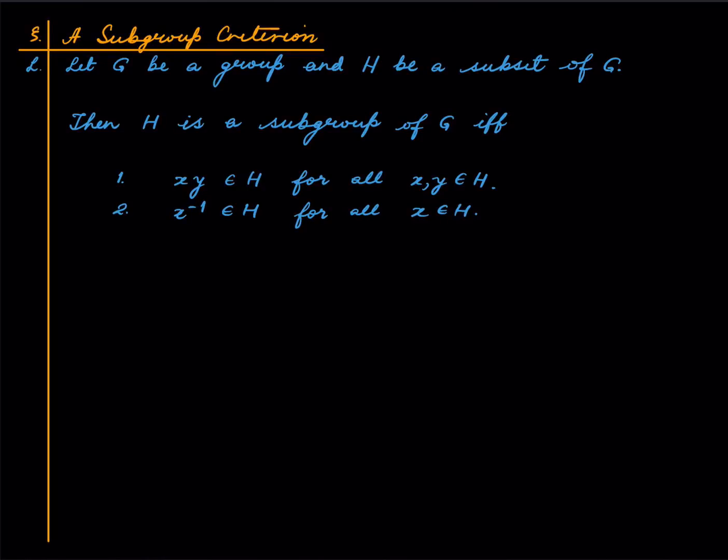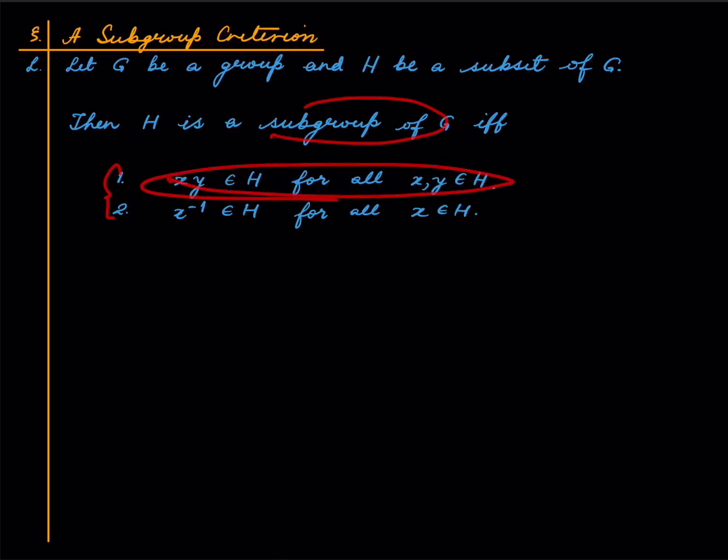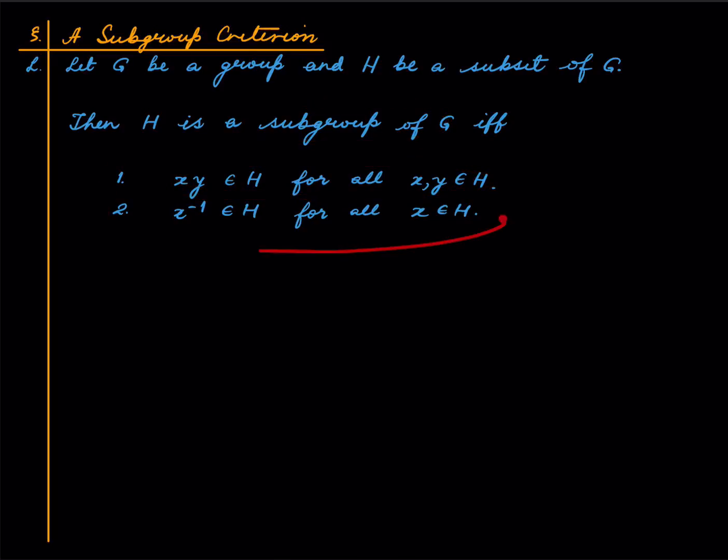So now let us look at a criterion to decide when a given subset of a group is actually a subgroup. So we start with a group G and we start with a subset H of it. Then that subset is a subgroup of G if and only if these two conditions are satisfied. The first condition is just closure under multiplication. The second is closure under inverses. All right, so let's prove this. One direction we have more or less already done, so I will do the other direction. So assume 1 and 2 hold.